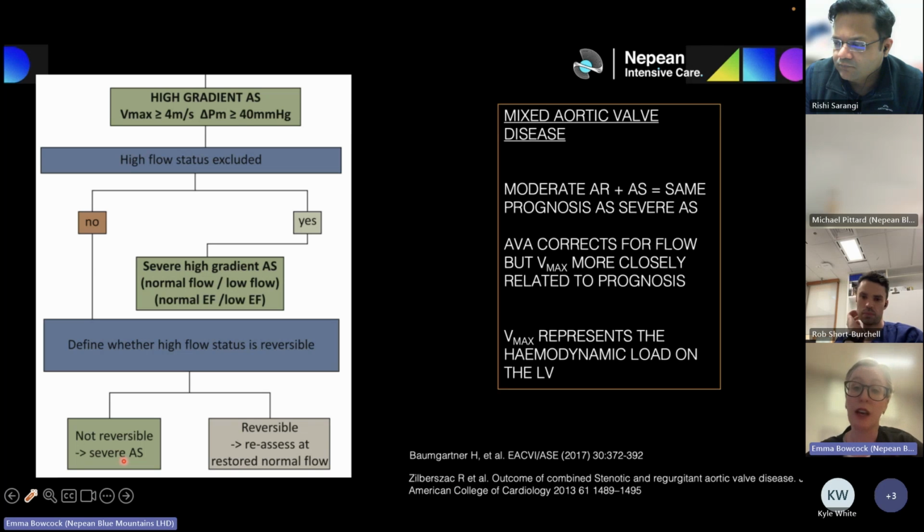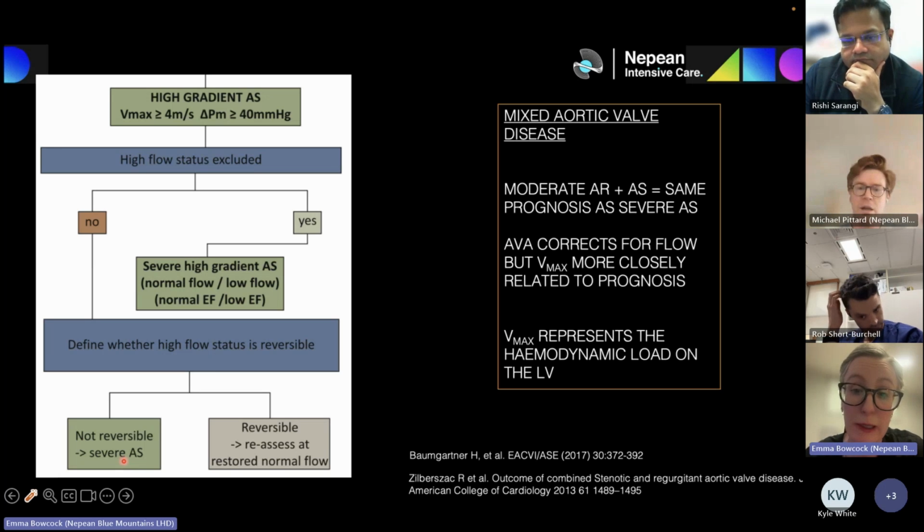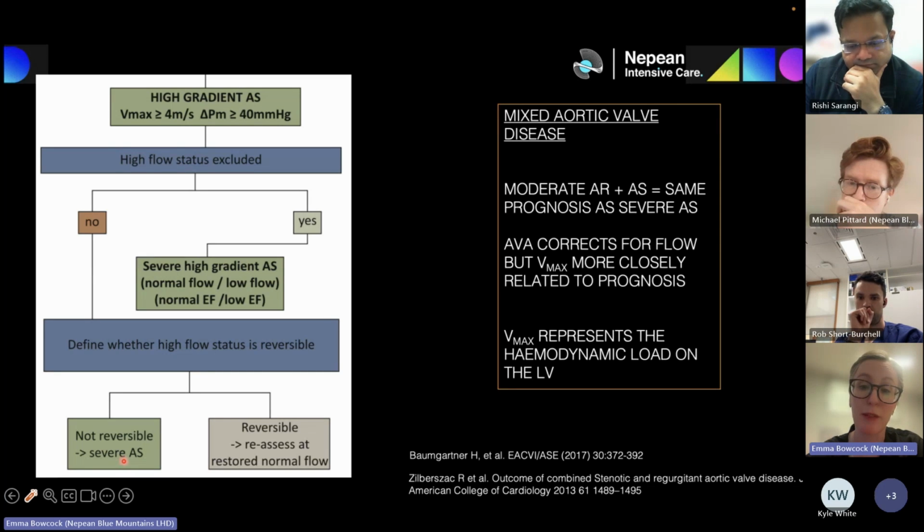And that's because having moderate AR and moderate AS has pretty much the same prognosis as severe AS. And there are some things that you can do to correct for the flow state, and that's calculating their aortic valve area or their DSI, which I was going to ask you about. But the thing, as we talked about, that's really correlated to their prognosis is what their Vmax is anyway, what their peak velocity is anyway, because it's this peak velocity that's representing the hemodynamic load on the LV.